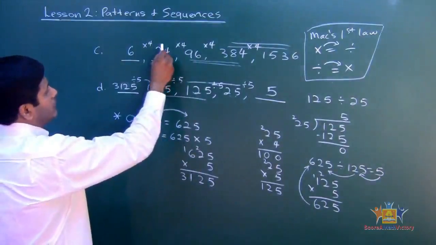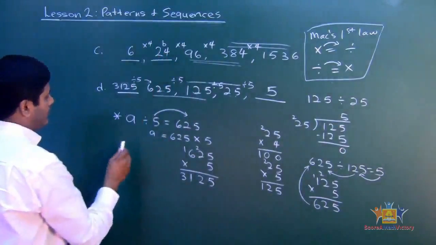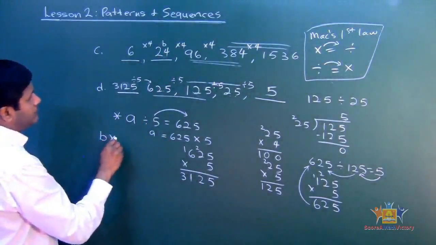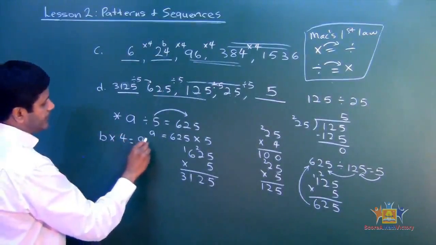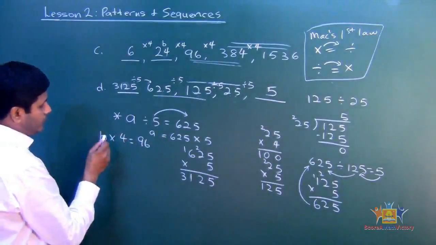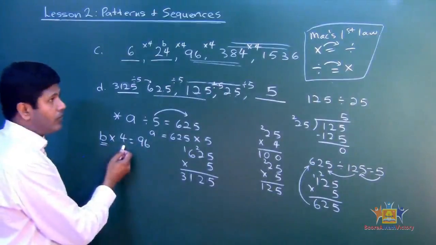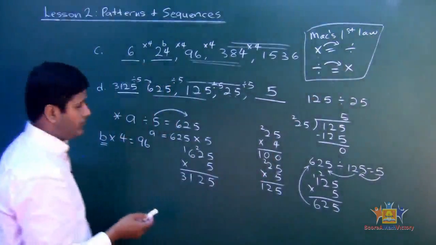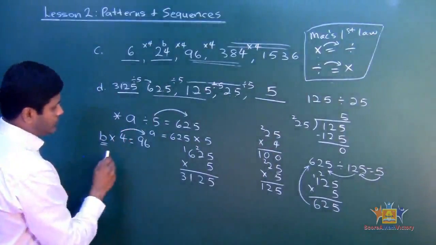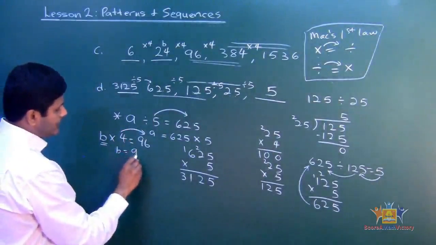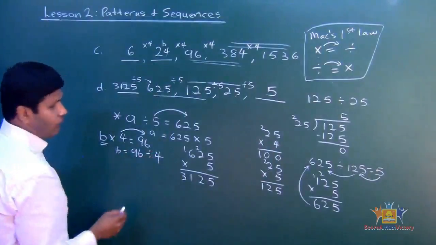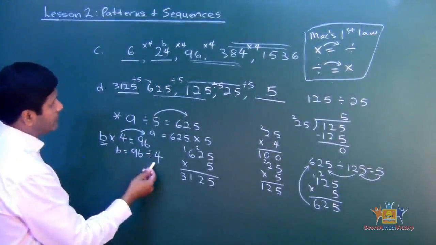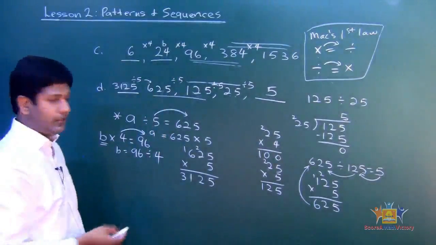We don't know this, so let's call it B. So B times 4 gave me 96, and I'm looking for B. So B is multiplied by 4. So we use Mac's first law. Multiplication across the bridge becomes division. So I brought the 4 across the bridge. So B equals 96 divided by 4. We used the long division method and it gave us 24.